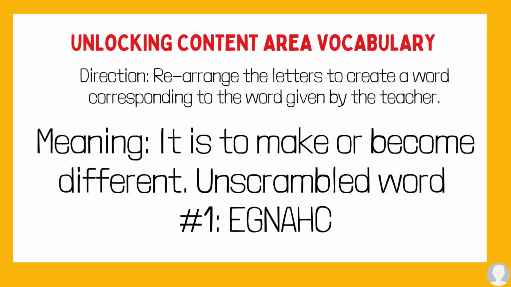Let us have first the unlocking of content area vocabulary. Before we start, let us read first the direction. We arrange the letters to create a word corresponding to the meaning given by the teacher. So let me read the meaning. It is to make or become different. So this is the first unscrambled word. Let me see if you know the answer. Correct, kids. The answer is change.